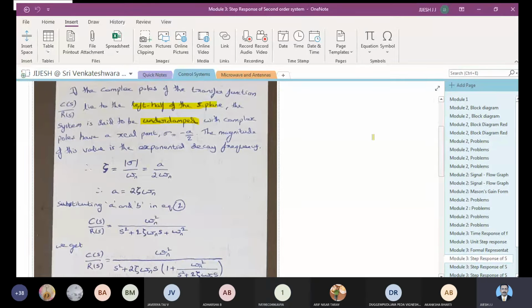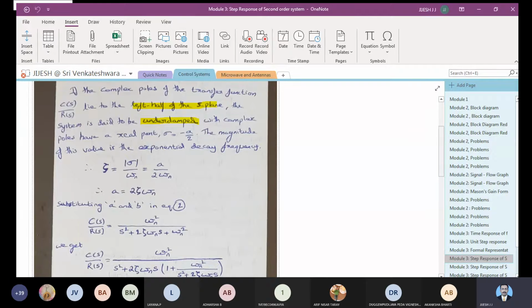So C of s by R of s is equal to G of s divided by 1 plus G of s H of s. So you can get G of s here, and H of s will be 1. Okay. Have all of you completed till here? Yes, sir. Okay, so what is this equation, G of s by 1 plus G of s H of s, all about?